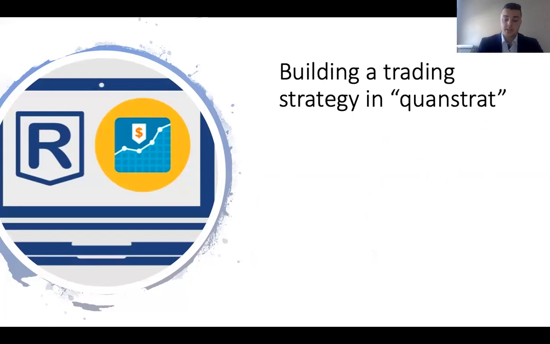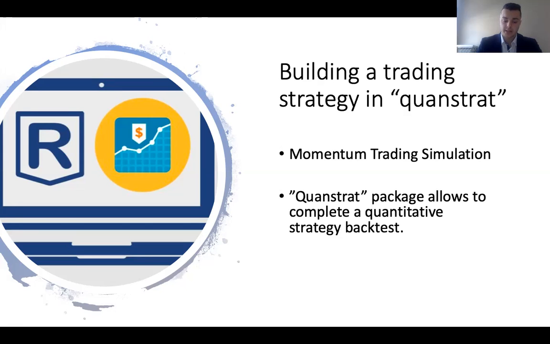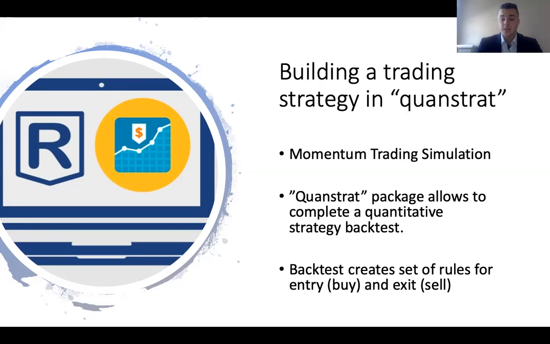For our research project, we decided to create and run a trend or so-called momentum trading simulation based on the simple moving average, short SMA, with the historical data for the last 20 years. To do that, we would use the quantstrat package, which would allow us to complete a quantitative strategy backtest. What is a backtest, you might ask? A backtest creates a set of rules for entry (buy) and exit (sell) in the market for a predefined portfolio or just a single stock, and then applies these rules to historical prices to analyze the performance of the strategy.